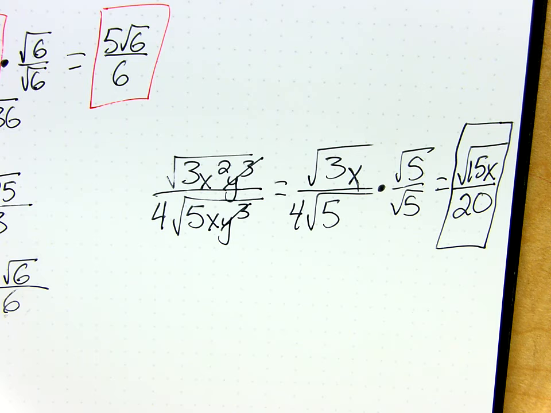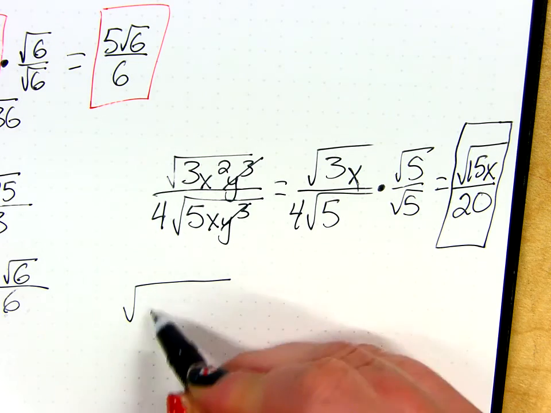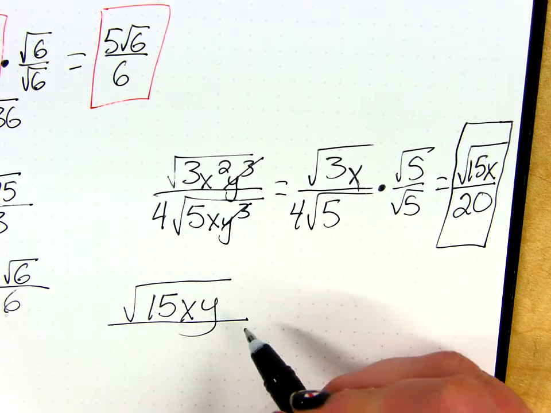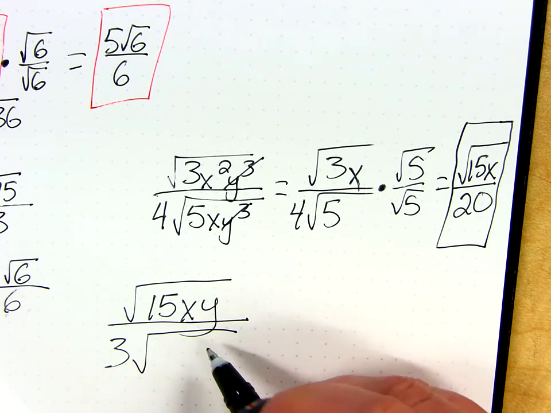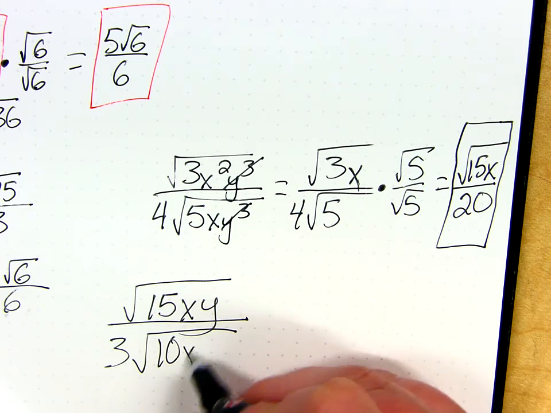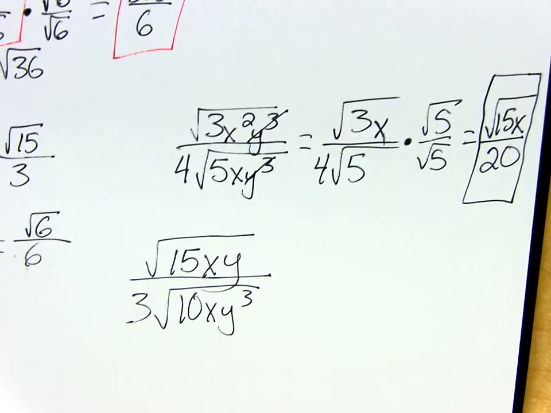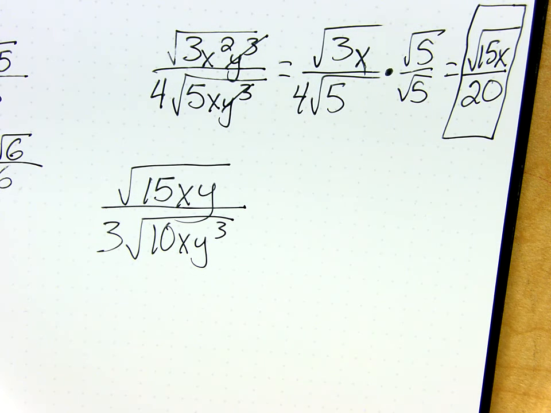Let's try one more with the radicals. How about number 10 I'm going to do. Okay, here's number 10. Do what you think you can.